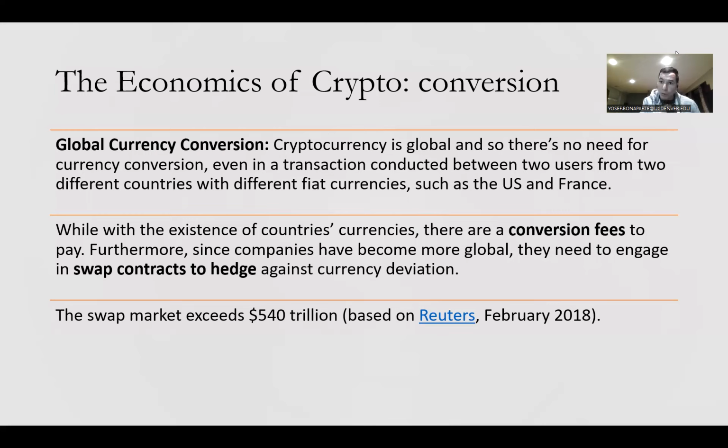But to do that, you need to do a swap. Swap means here are the two currencies. If one of the currencies goes up or down, I don't care. I'm going to swap it at today's price. So this is a conversion. Now, if you have a one-coin world, one world with one currency, we're done. There is no conversion problem.